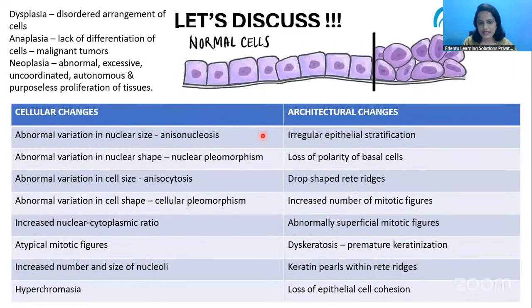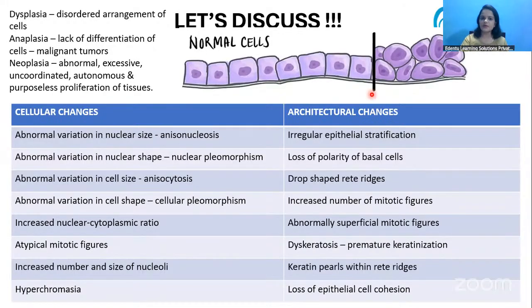What do you mean by dysplasia? What do you mean by anaplasia? What do you mean by neoplasia? These are closely related terms. You should know what each term means, and you should also know the features of dysplasia, that is the cellular changes and architectural changes. These features are commonly asked in most examinations, so you should know thoroughly what these cellular and architectural changes are.